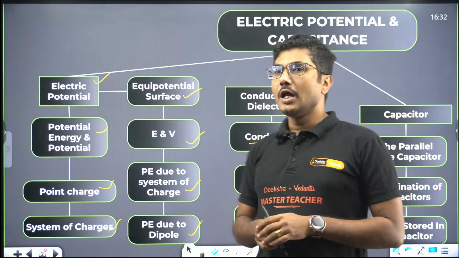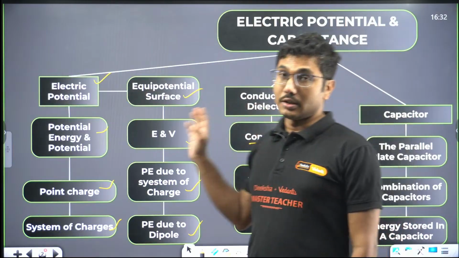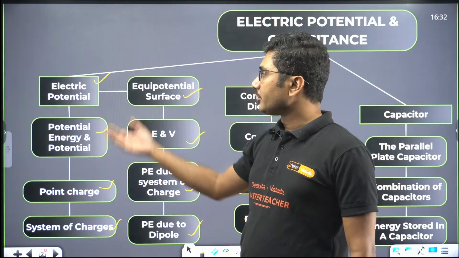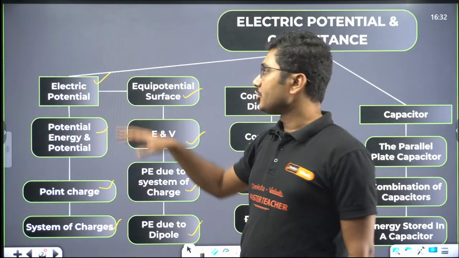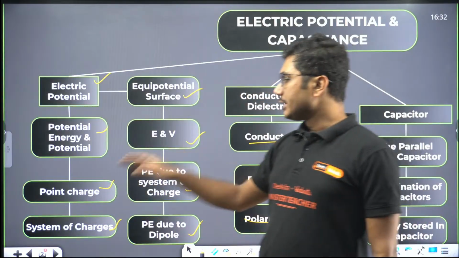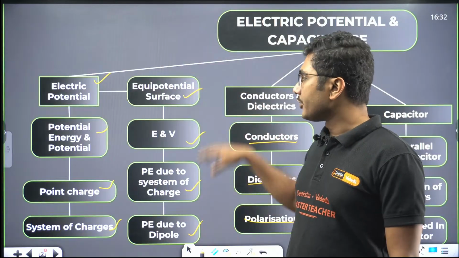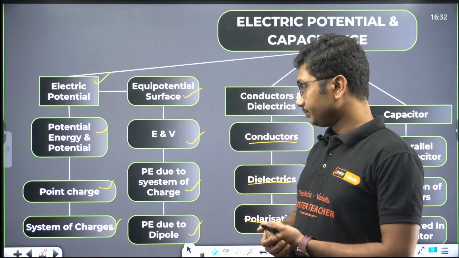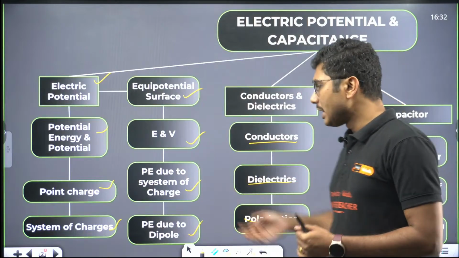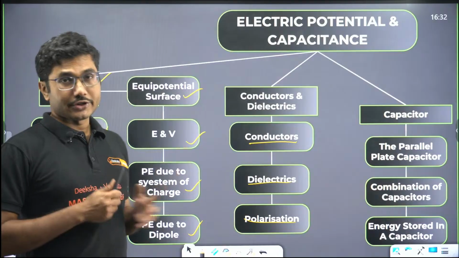In our previous part, we have discussed the chapter summary: basically electric potential, potential energy and potential, and the relationship between potential energy and potential, they are not the same, by the way. Electric potential due to a point charge, system of charges, potential as well as potential energy, equipotential surface, relationship between electric field and potential, potential energy due to a system of charges, and potential energy due to a dipole. So these are our topics of discussion today.